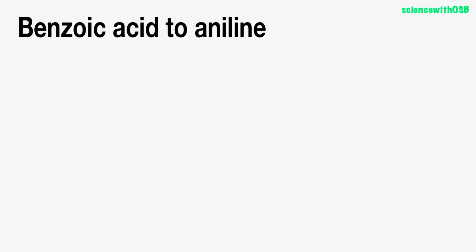Benzoic acid to aniline. Before writing the conversion, first we can write the reactant and product. What is the reactant? Benzoic acid, right? Benzoic acid. Okay. And from benzoic acid, what are we preparing? Aniline. We are supposed to convert benzoic acid to aniline. Before starting to do the conversion, we have to plan a strategy to follow.